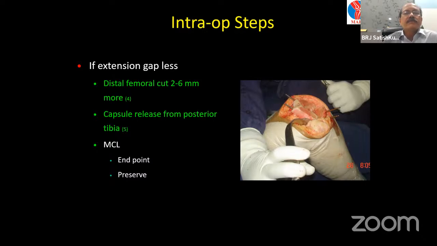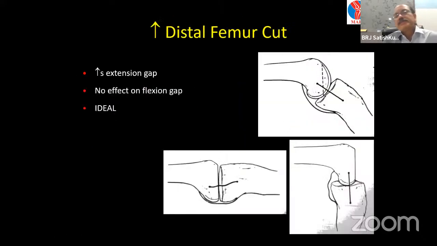And you can release the capsule from the posterior tibia, and sometimes from the distal femur also. But what I have noticed is, even if you do these capsule releases, many times you may not get the deformity correction in chronic cases.